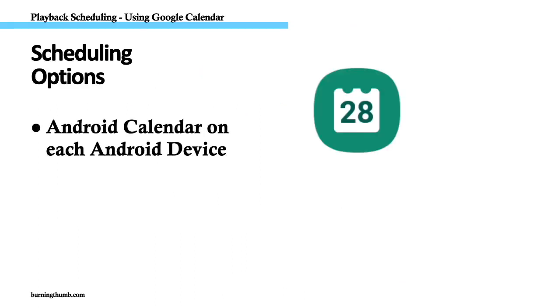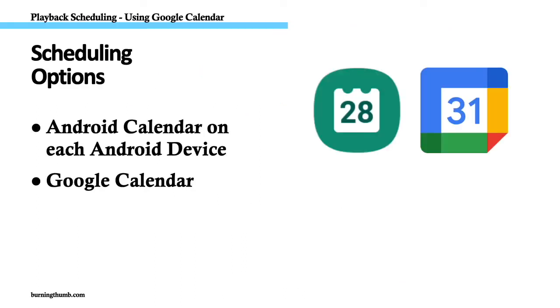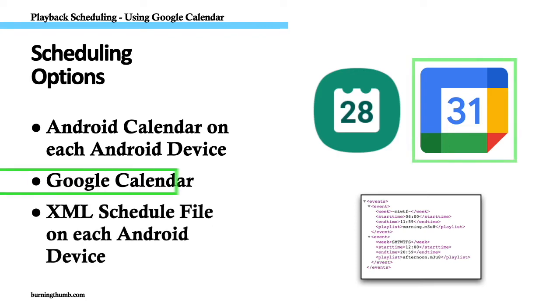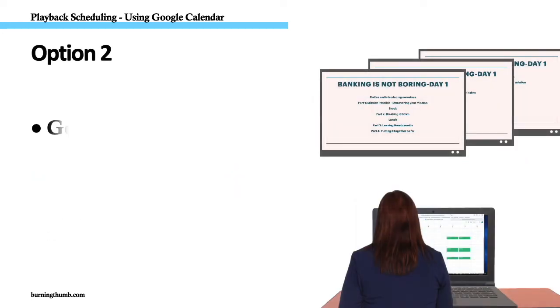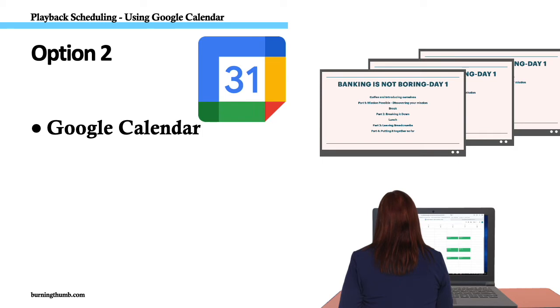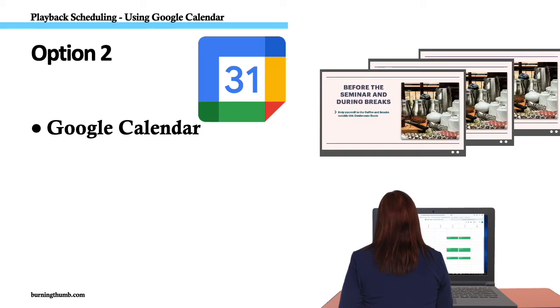You can set up a playback schedule for Video Kiosk using Google Calendar. This option is easy to implement, but does require that each Android device has internet access. The schedule only has to be updated in Google Calendar, and then each Android device will use the updated schedule. So, if you have many devices, using Google Calendar is a great option for you.